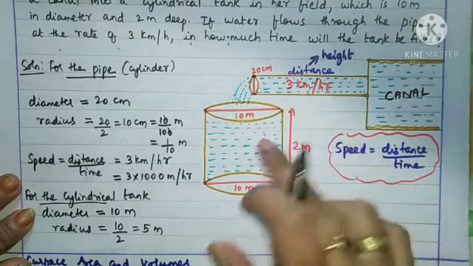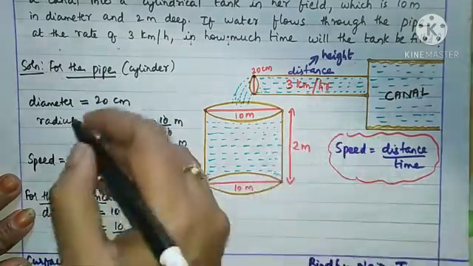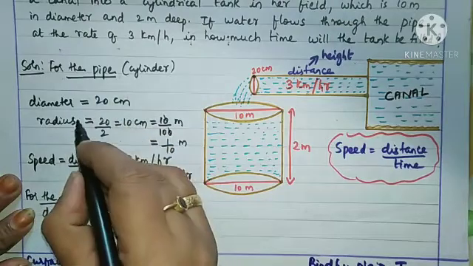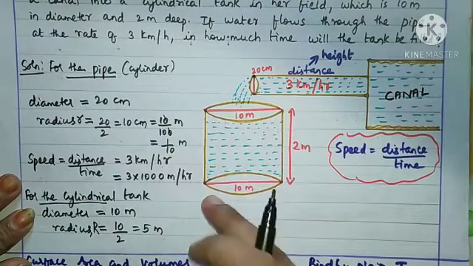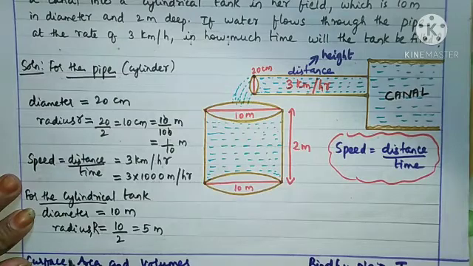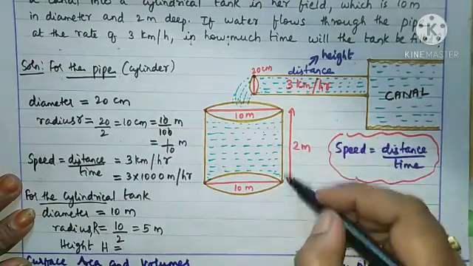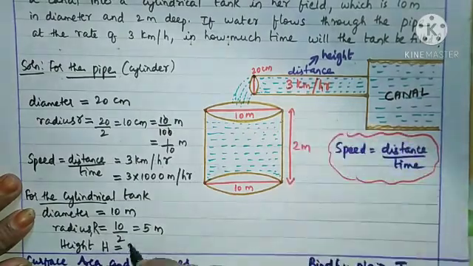Because we are having here 2 cylinders, we can take this pipe's radius as small r and radius of the cylindrical tank as capital R. Okay, because 2 cylinders are there, and height also capital H. Okay, what is the height of the cylinder tank? 2 meters.